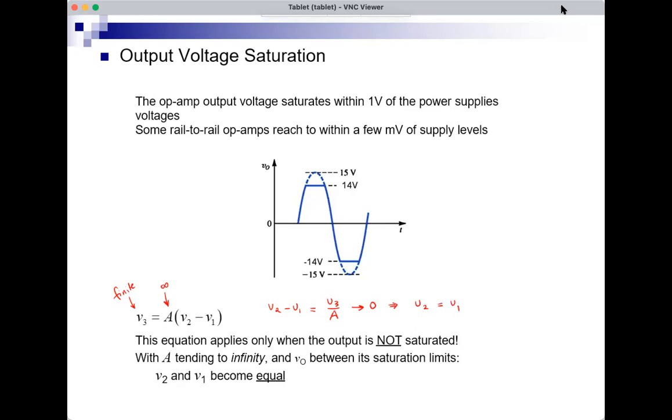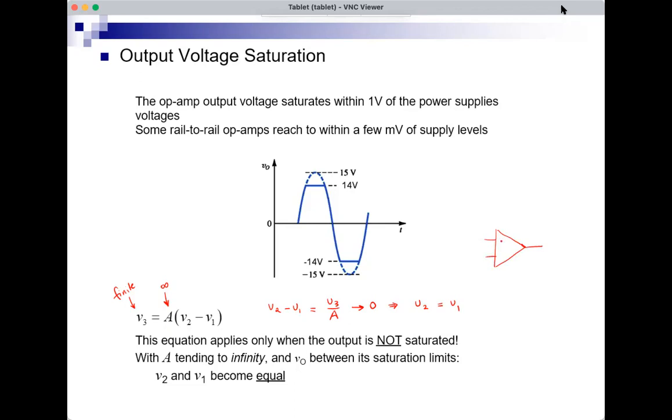So V2 and V1 become equal when the output is not saturated. If I want to avoid saturation, distortion and clipping, and I have an ideal op-amp, the two inputs at the minus and at the plus will have to be equal, because A is infinite and the output is not saturated, and this equation would apply. And this is what we call the virtual short between the two inputs.